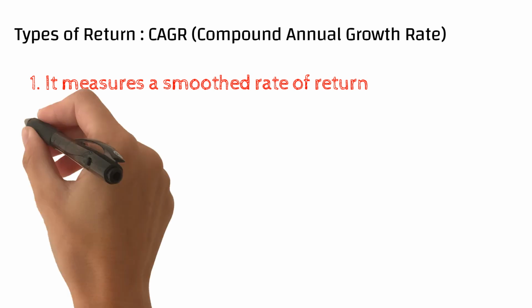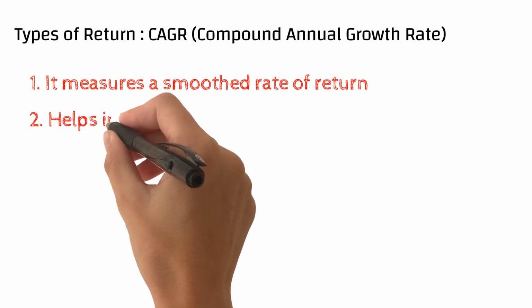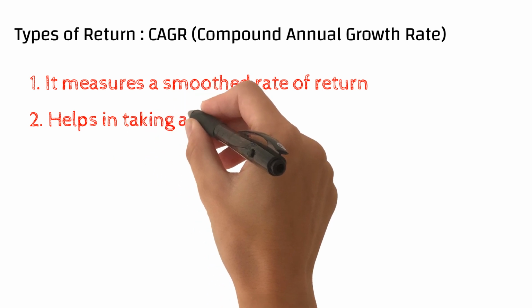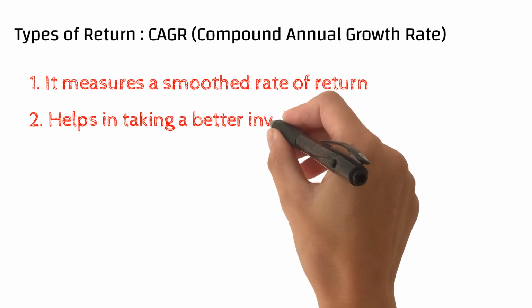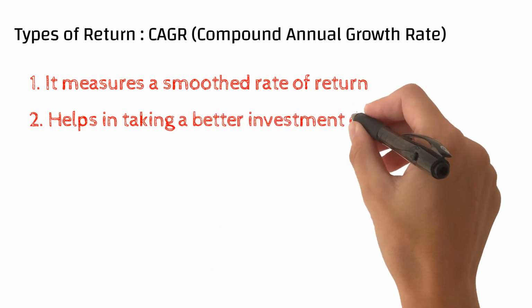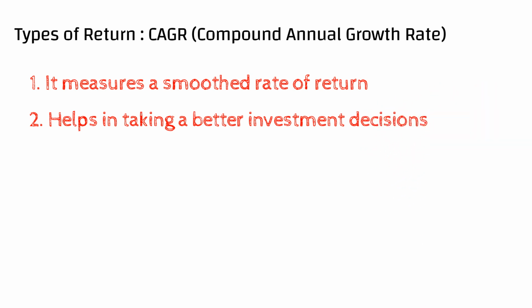Secondly, CAGR helps in taking better investment decisions, as this can be used to analyze the investment each year. So let's say you purchased a mutual fund 3 years ago, and then you calculate the CAGR for every year. If for every year the calculated return matches your expectations, then you would like to continue your investment in the future as well. Else, you would like to reconsider your investment decisions.